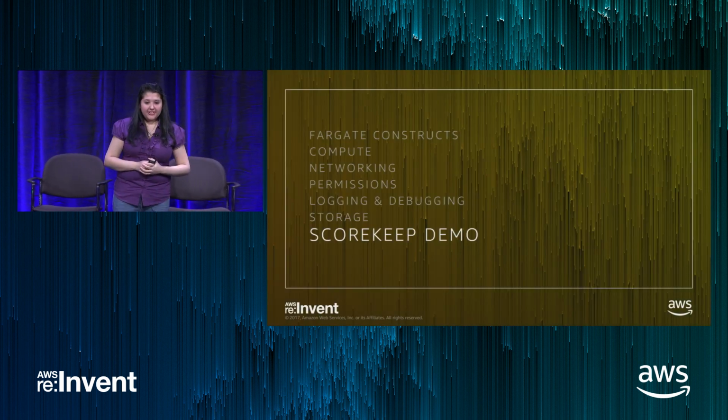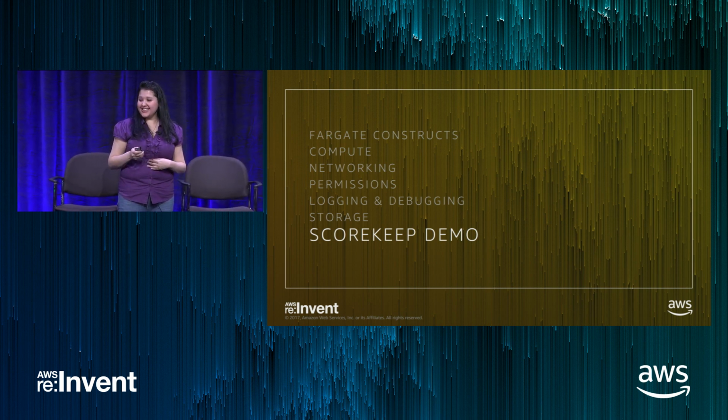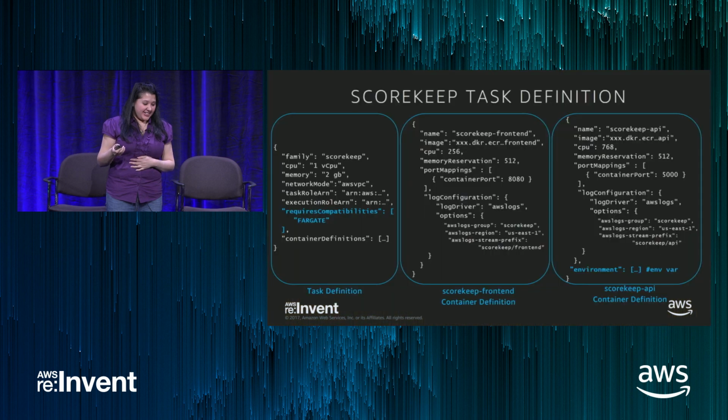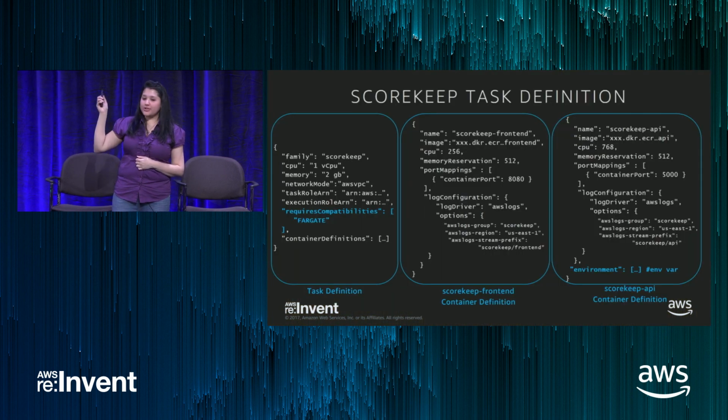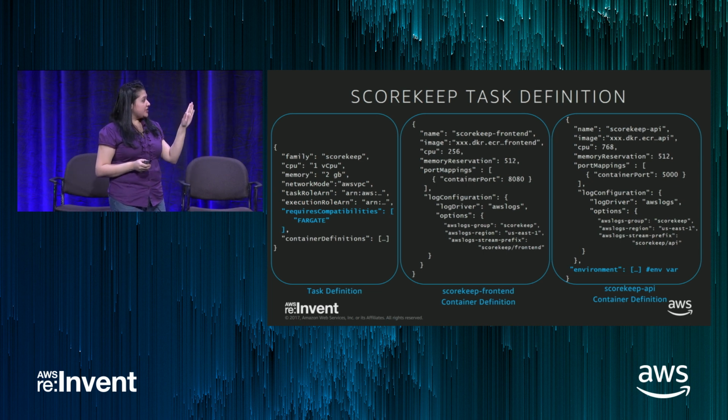All right, now we're finally into the demo part, and you guys ready to see some action here? Yeah? All right. So this is what our final SCOREKEEP task definition looks like. You should be able to recognize all the fields in here. It's split up into 3 pages, one for the task level configuration, and then each of your containers. We've gone through each of these settings, so you should now recognize all of these. The only addition here is the compatibilities field in blue on the first page.